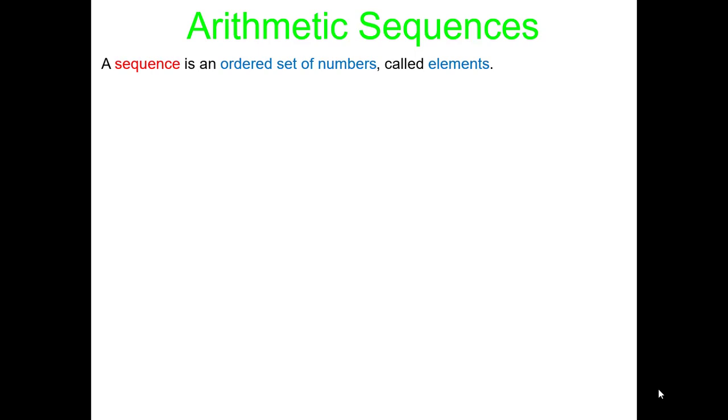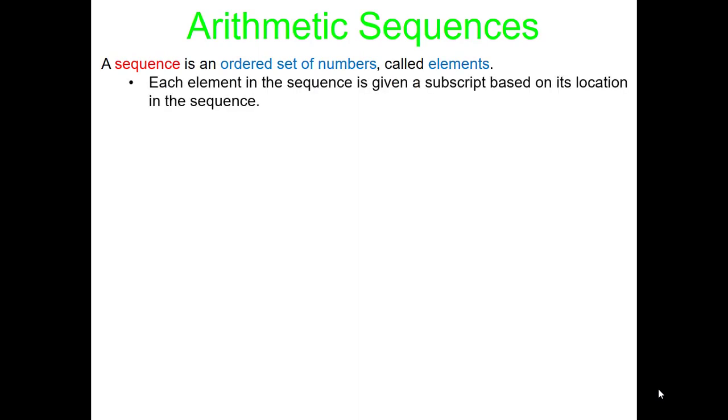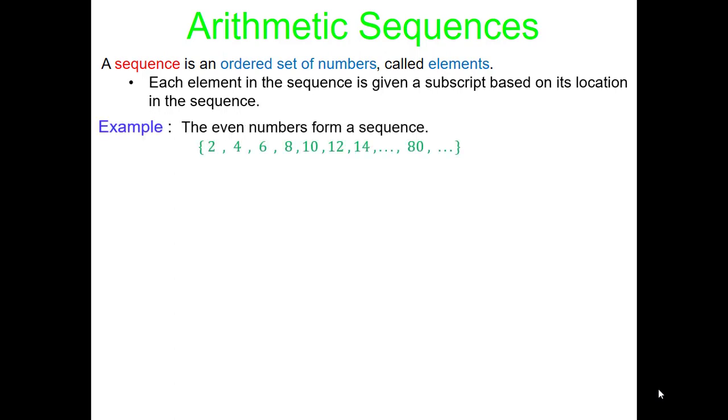In this lesson, we're going to learn about arithmetic sequences. Now, this is just a specific type of sequence, and a sequence is a pattern of numbers, or an ordered set of numbers, where each of those numbers is referred to as an element. Each element in this sequence is given a subscript based on its location in that sequence.